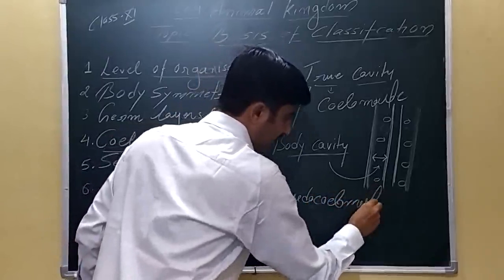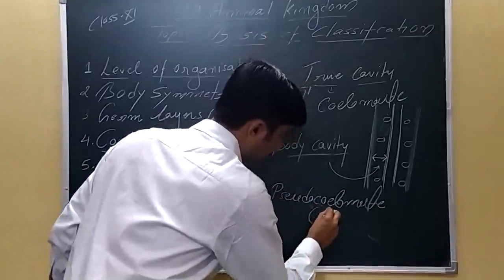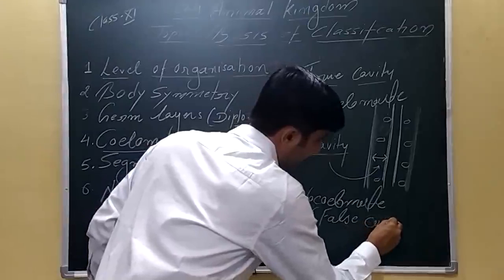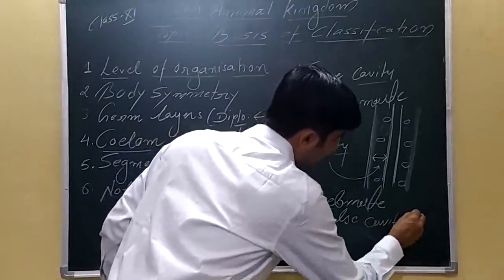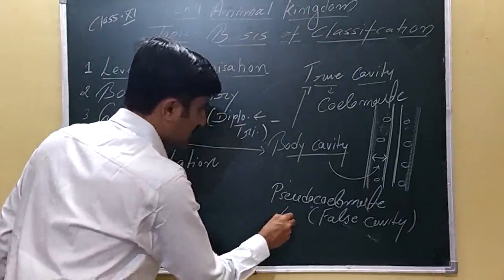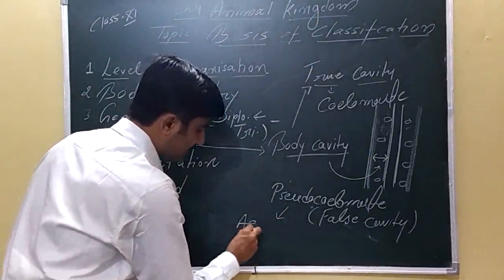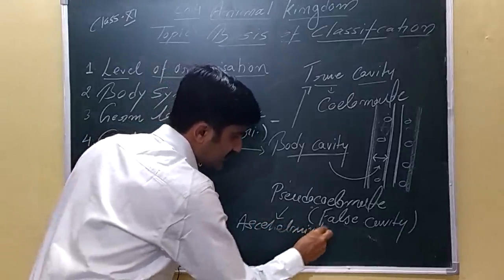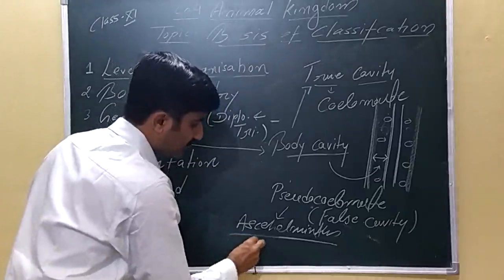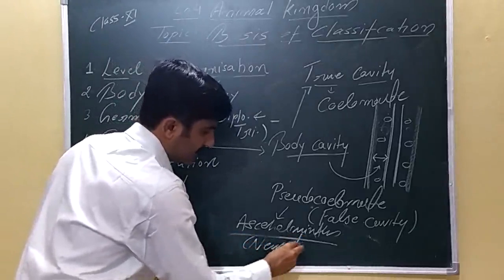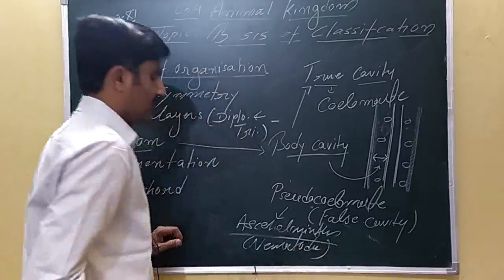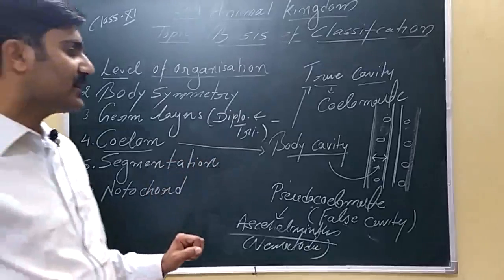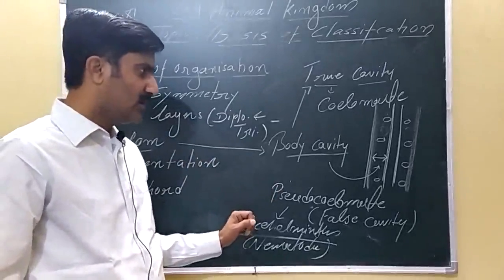Pseudocoelomate, right? This is called false cavity. And for false cavity, we need to remember only one example, and that is a very important example: members of Nematoda or Aschelminthes. This is the only group which has Aschelminthes. Please remember, or nematodes. This is the animal group which has the pseudocoelomate, false body cavity, false coelom, right?